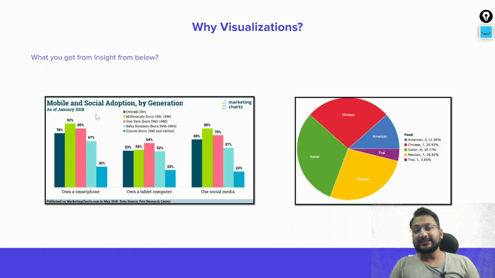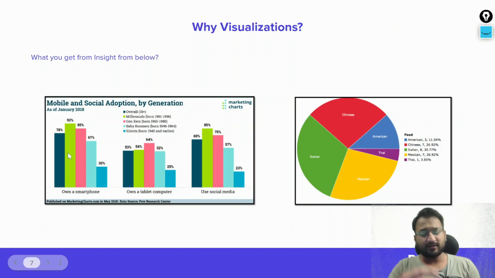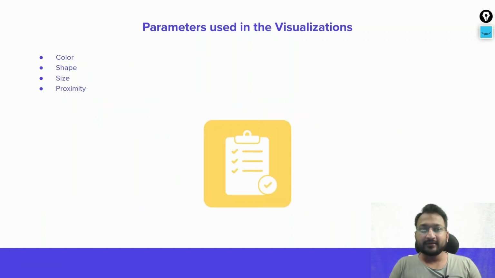Second parameter is size. If you see over here, the size of the bar: bigger the bar, higher the value; smaller the bar, lower the value, right? Third parameter is shape.